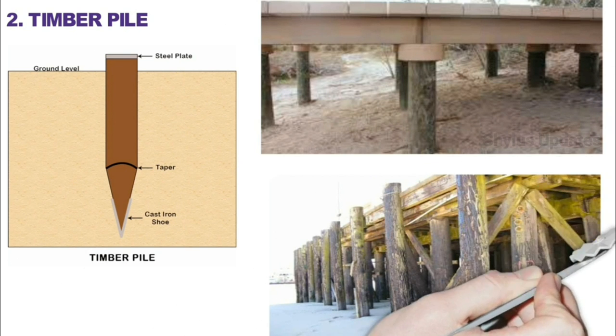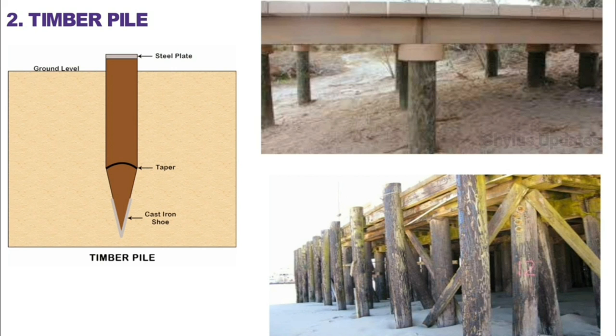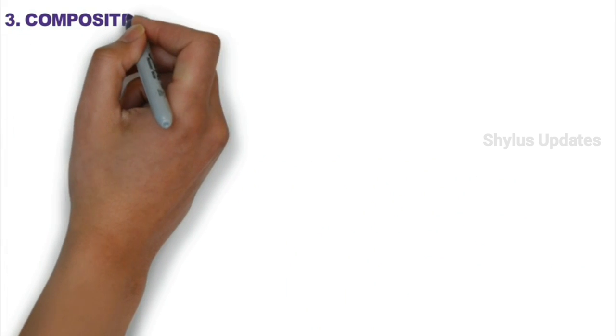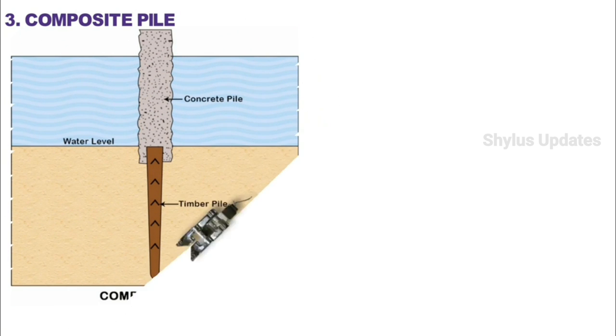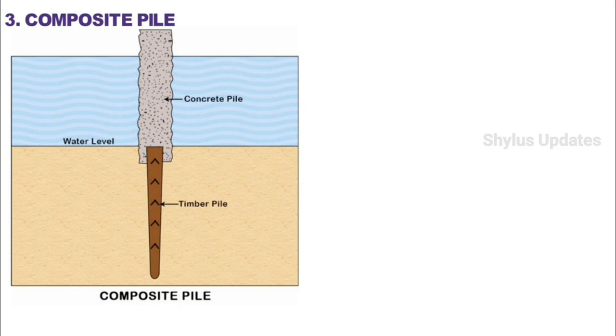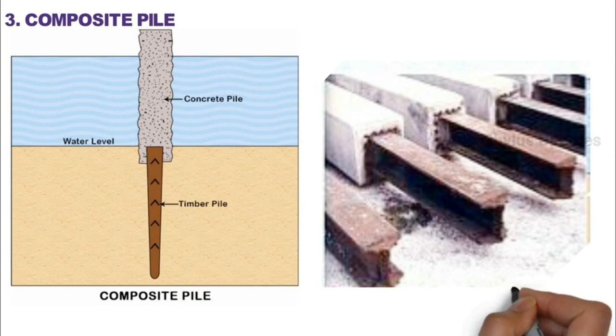These are the examples of timber pile foundation. Composite pile. Composite pile is a combination of two different materials. They are driven one over the other so as to enable them to act together to perform the function of a single pile.